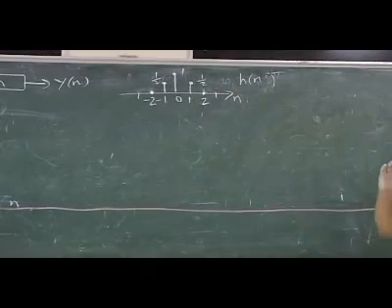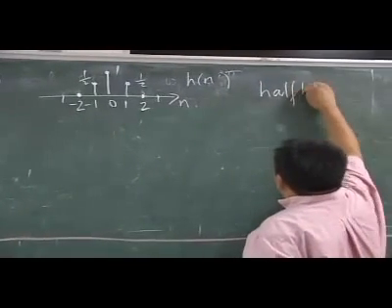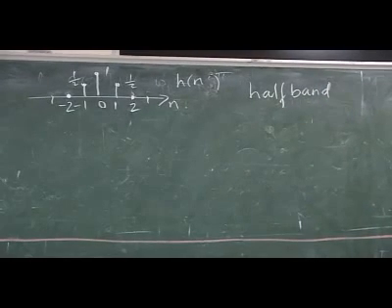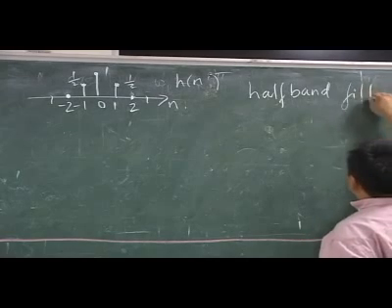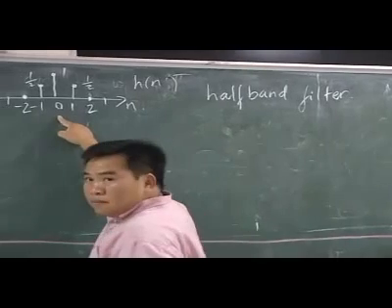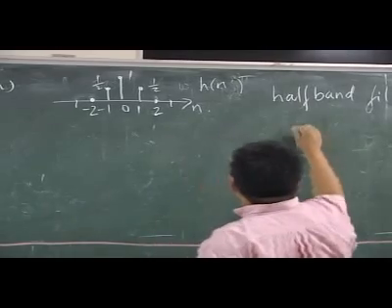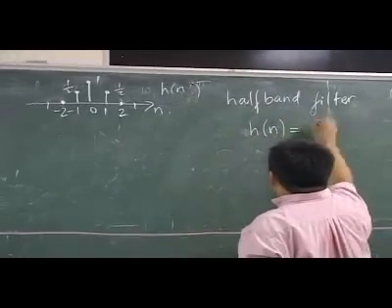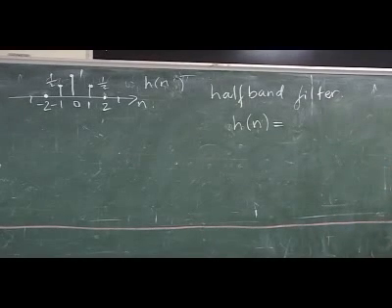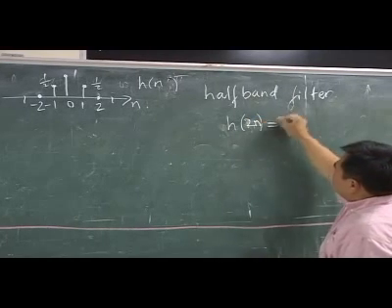This is called half band condition. So this filter is called half band filter. And this is a very important filter in wavelet and filter bank. You see it everywhere. The filter that is 1 at time 0 and 0 at every even sample. So how do I write this? H of n, what will be a shorthand notation for this? How about I say h of 2n equal to delta n?